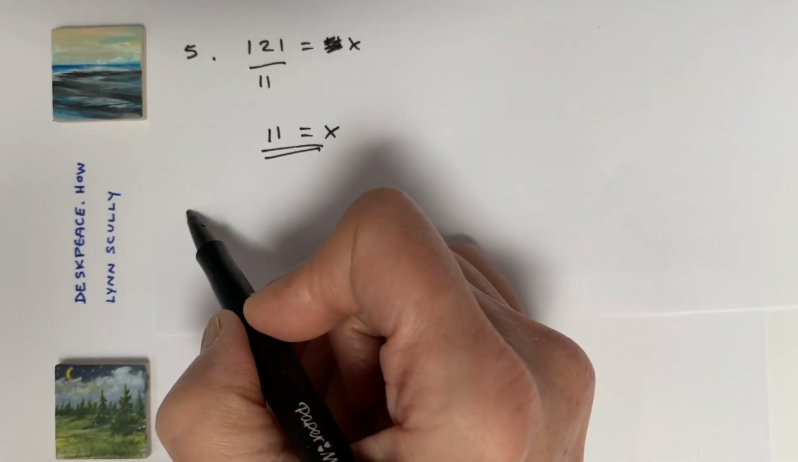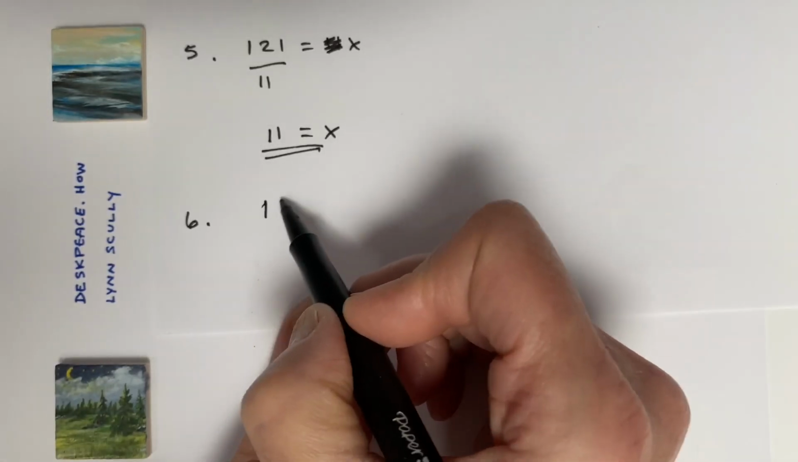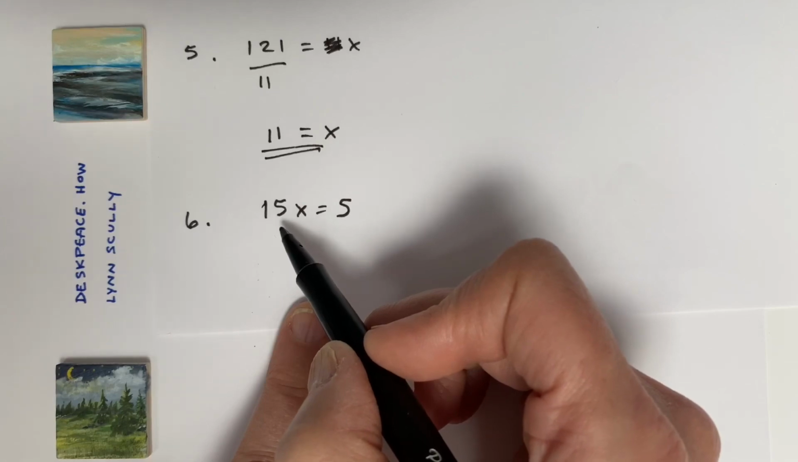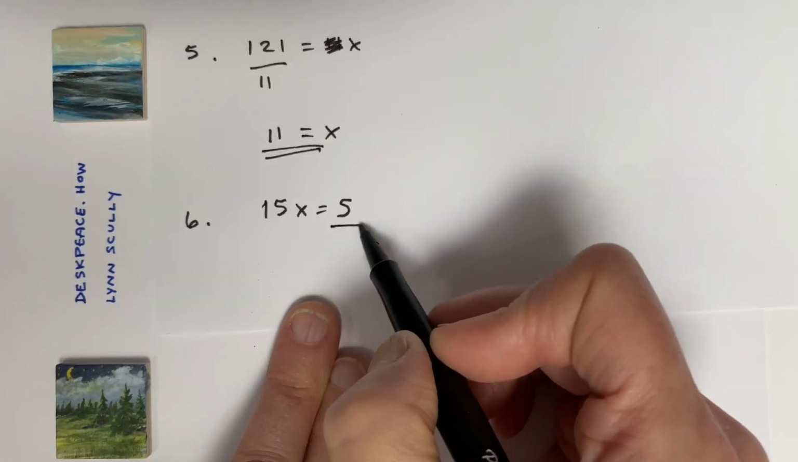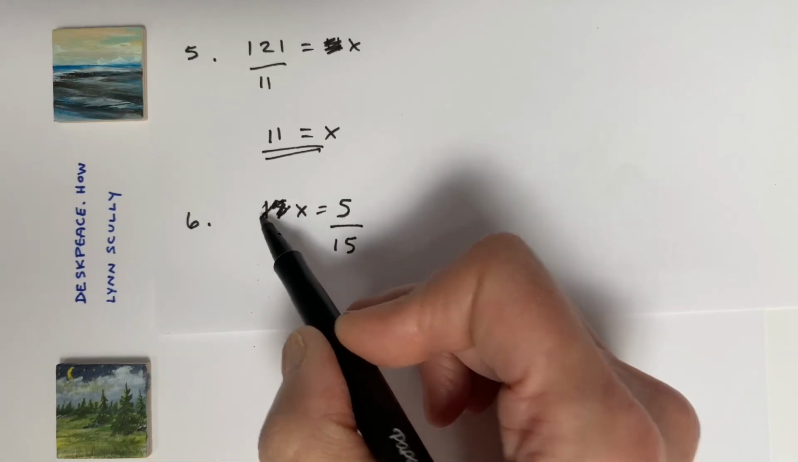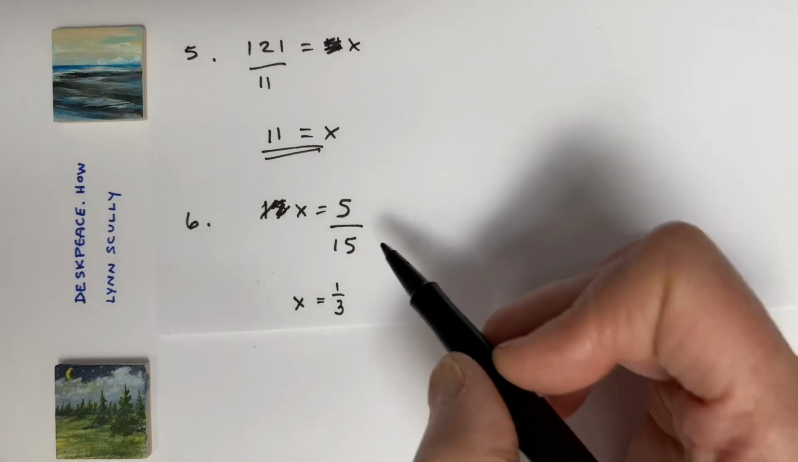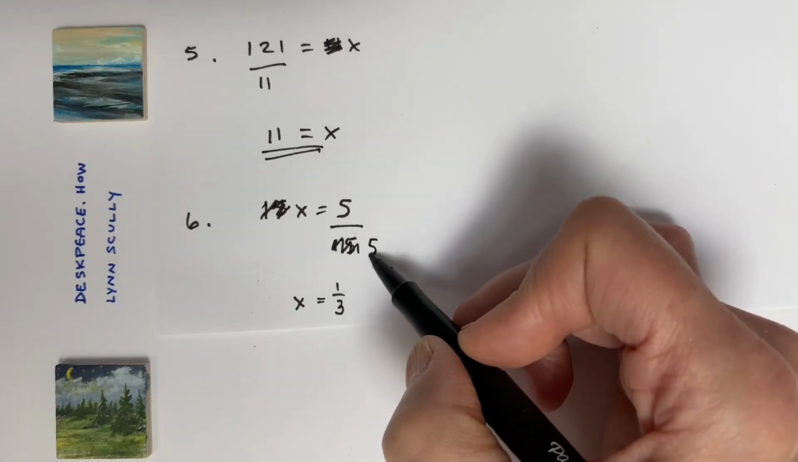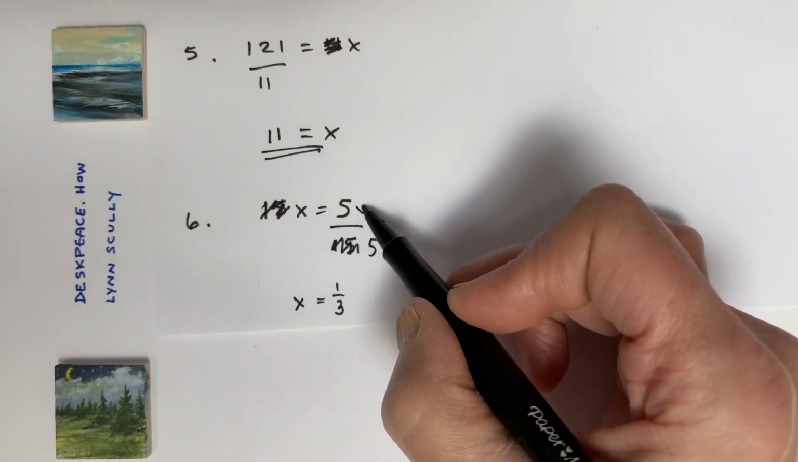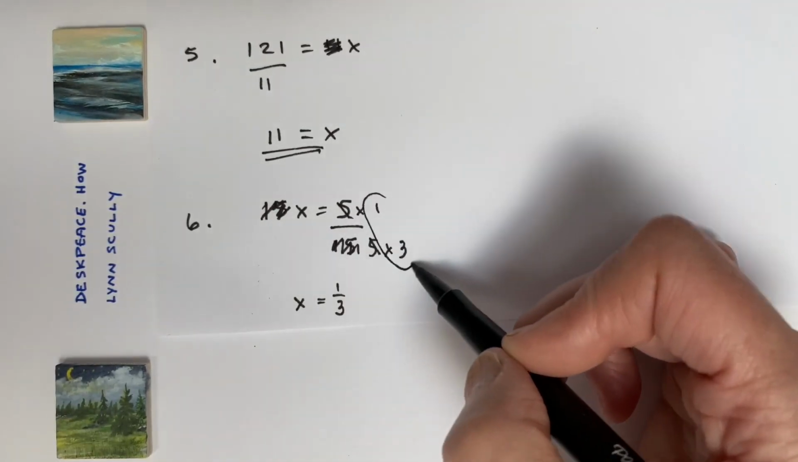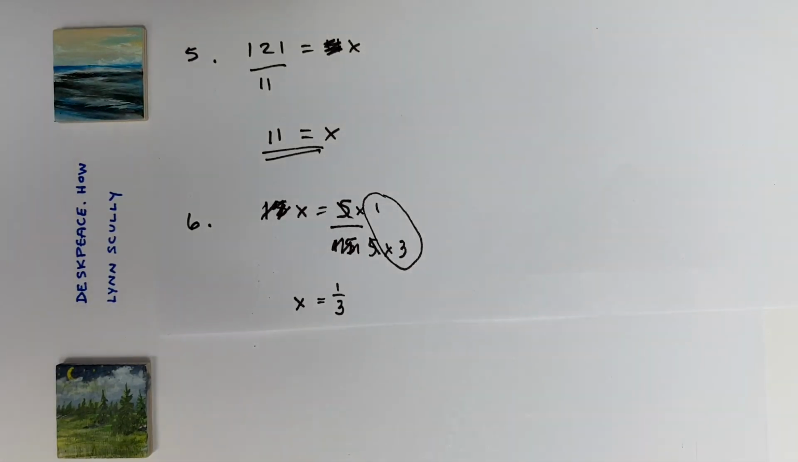Let's see if I can fit number 6 here. Number 6, 15x equals 5. Here's my unknown, it's x. 15 is attached by multiplication. Move it by division to the other side of the equal sign. And I'm going to get 1/3. I'll show you how I did that. 15 is the same as 5 times 3. This is the same as 5 times 1. 5 over 5 reduces to 1. So that leaves me 1/3. If you're a little confused on that, you can go to my fractions, reducing fractions page.